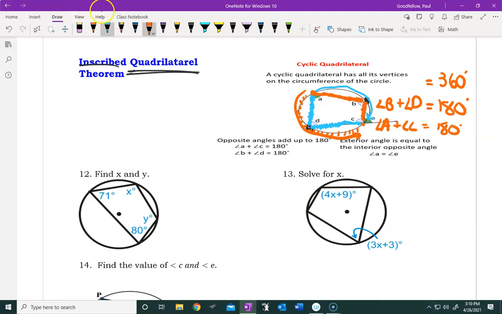Now, that concept is pretty easy to pull together right here. So you'd be like, hey, find X and find Y.